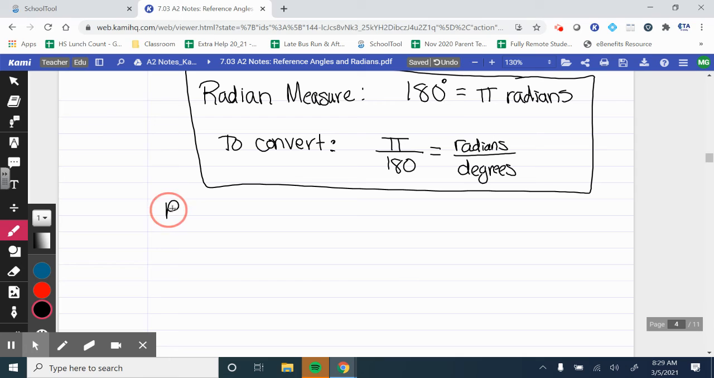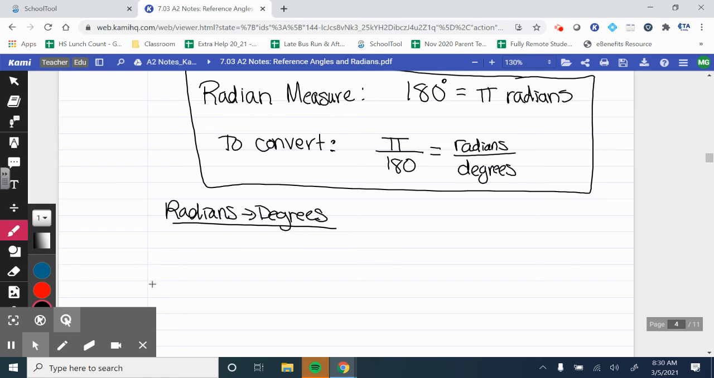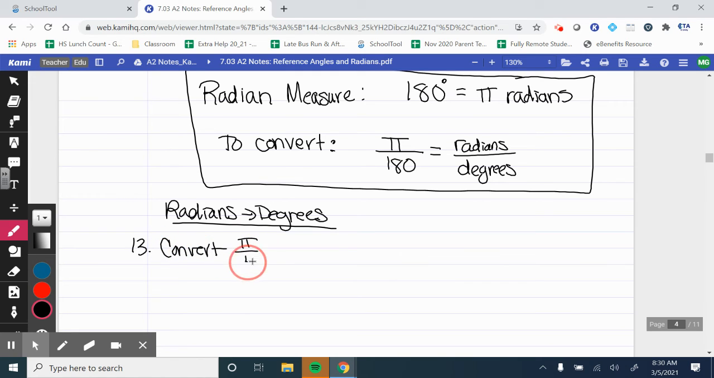All right, so first let's go from radians to degrees. We're on number 13. So convert pi over 4 radians. And radians doesn't have a symbol like degrees has that little circle. We don't have that for radians. So convert pi over 4 radians to degrees.